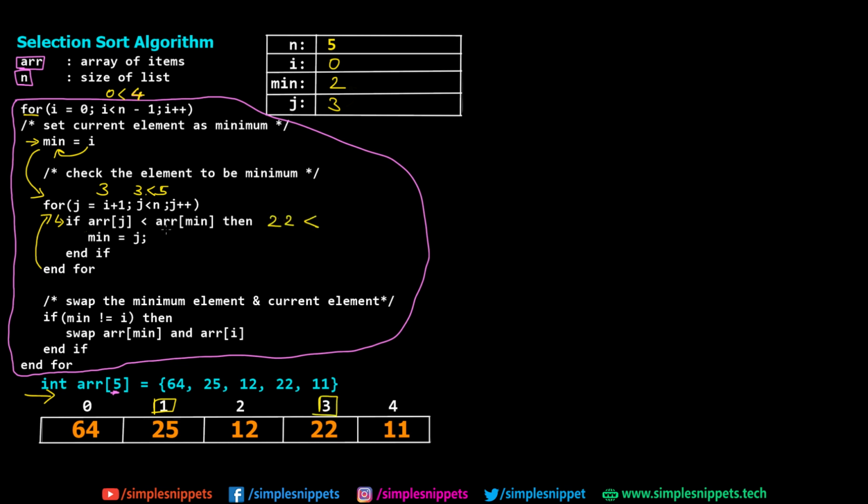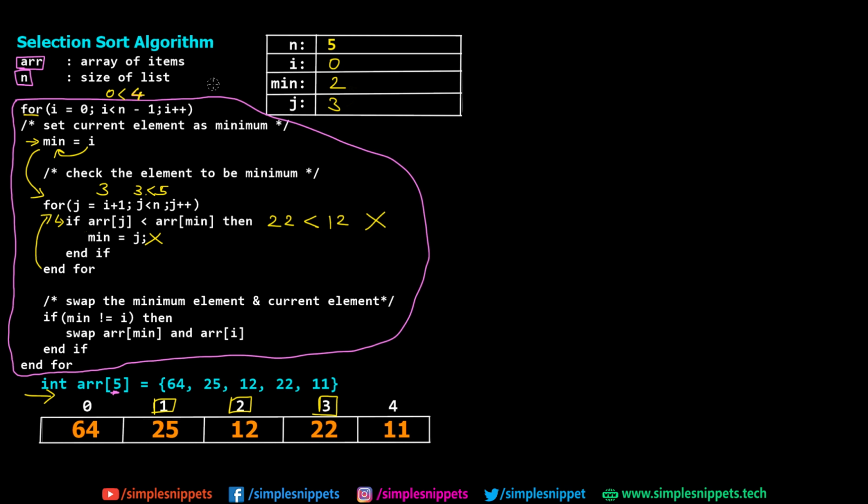Is 22 less than ARR of min? What is min? Min is 2. So ARR of 2 is 12, right? Is 22 less than 12? No. So now this if block will not be executed and this statement will not be executed. We come at end if, we come at end for, and again go to the start.